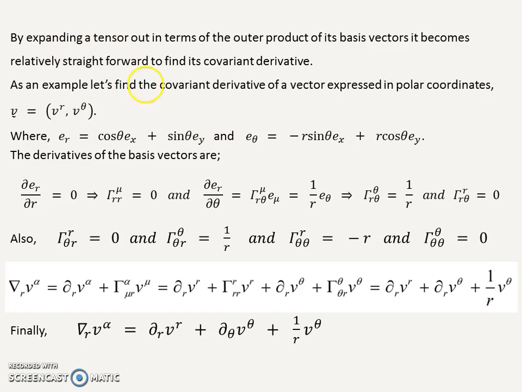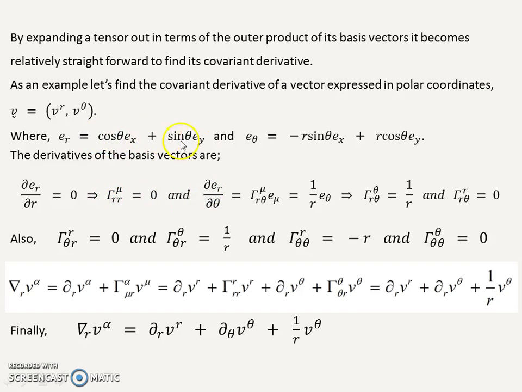All right, so let's have a look here at a two-dimensional example. In polar coordinates, some vector expressed with contravariant components, V r, V theta. Now, the E r basis is cos theta E x plus sin theta E y, probably familiar to many people. E theta is minus r sin theta E x plus r cos theta E y. The derivative of the basis vector E r with respect to r is 0, since there are no r's in here. That implies the connection coefficients, or affine connections, are all 0.